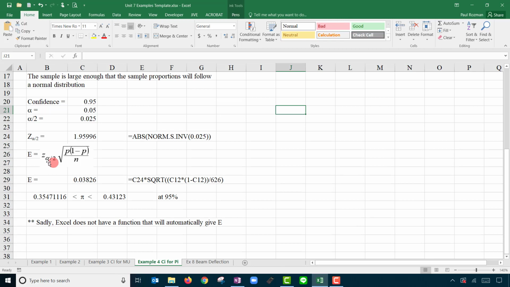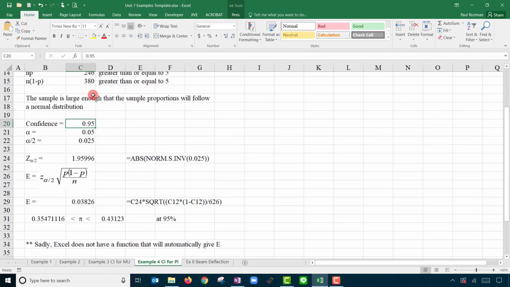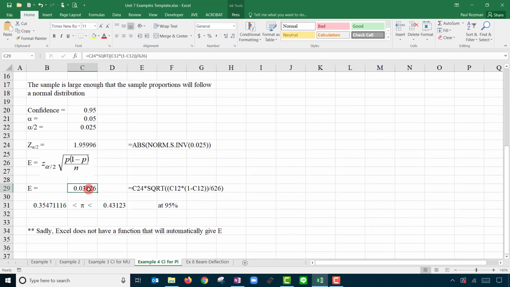And then sadly, this function isn't just built into Excel. So you have to build your own custom formula for this, where you take your Z score and then multiply it by the square root of all this stuff, which isn't bad. Here it is for my formula. If you're ever doing another one of these, as long as you keep everything in the same spot, you could just change whatever the confidence is, change your X and your N, and it would automatically calculate this for you, as long as you don't move too much around. And you match the same answer that we had when we did it the by hand version.